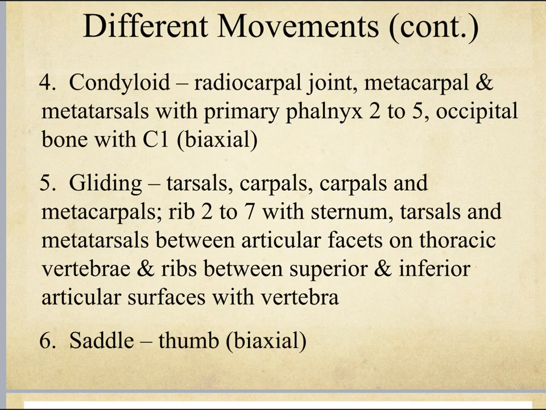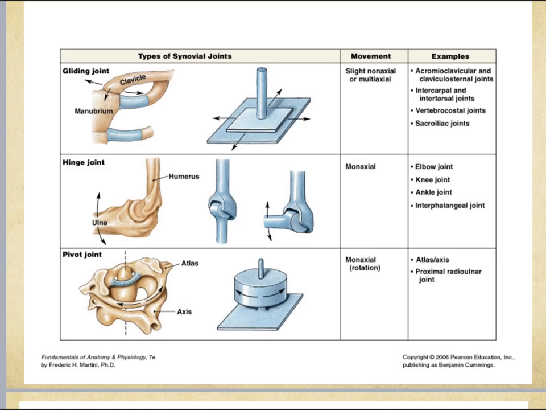Gliding joints: tarsals, carpals and metacarpals, ribs 2 through 7. Remember, rib 1 was that special immovable rib. Ribs 2 through 7 with the sternum, tarsals and metatarsals, articular facets on thoracic vertebrae and ribs, and between the superior and inferior articulating surfaces of the vertebrae are types of gliding joints. Saddle, again, that thumb is a biaxial joint. So the next few slides take those joints that we just talked about and put them into a mechanical-like picture.